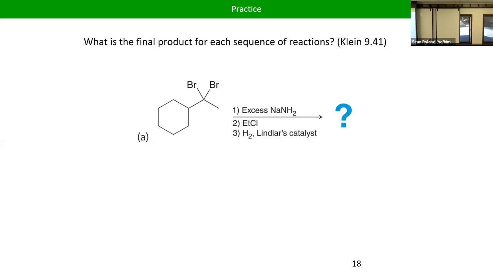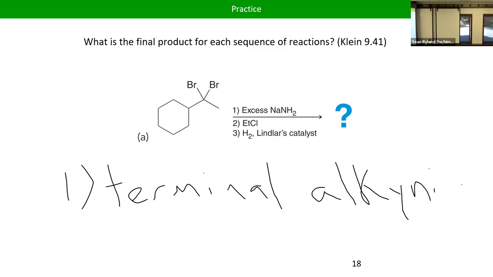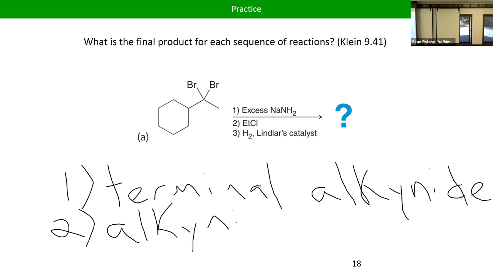So a lot of times what you can do when you're looking at these is pick out each step and write what the, okay, I haven't put together what the final product is, but I know that step one makes a terminal deprotonated alkyne. Step two is going to do that alkynide SN2. And step three is going to be partial hydrogenation, making the cis product.